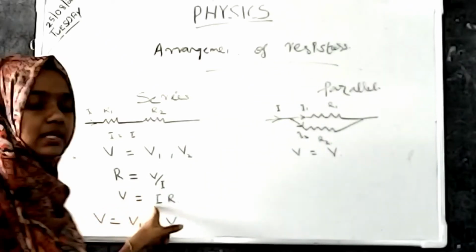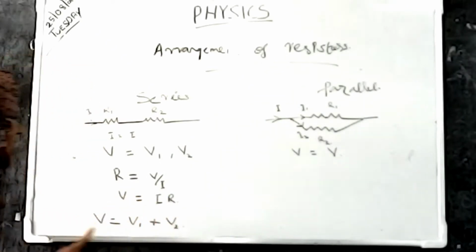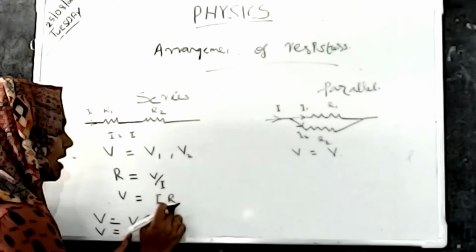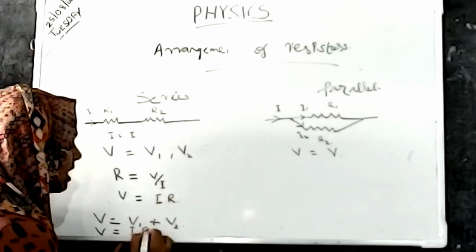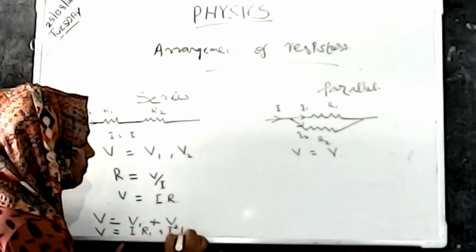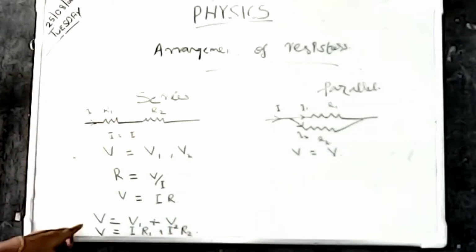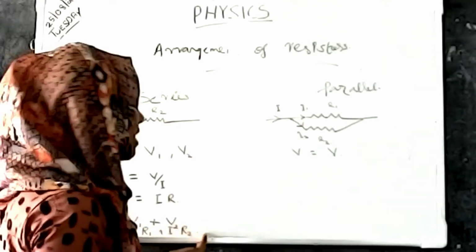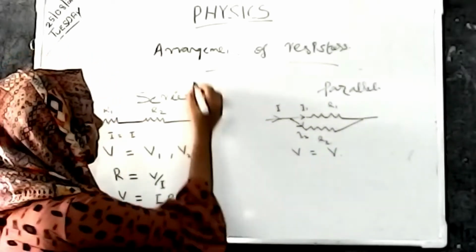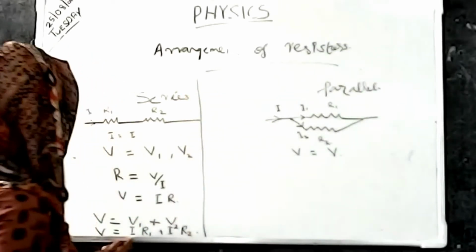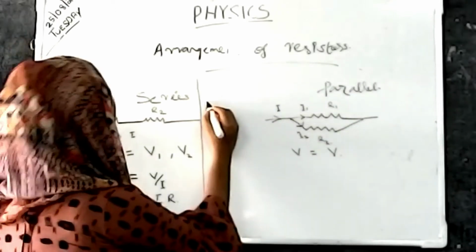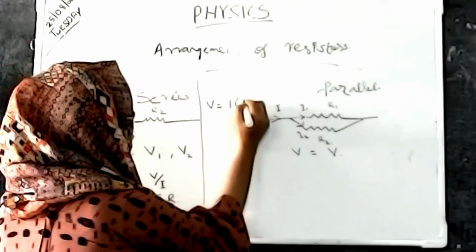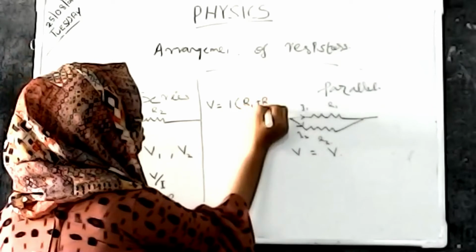And here the current is not changing. So V is equal to, instead of V1, we put IR1 plus IR2. So we got an equation V is equal to IR1 plus IR2. From here, we got V is equal to I into R1 plus R2.